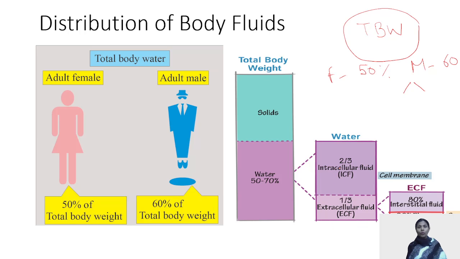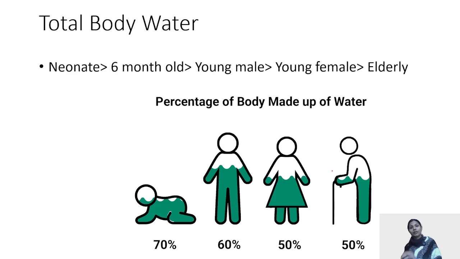And what is outside the cells is further divided into plasma and interstitial fluid, of which plasma forms only 20% of the part. So this distribution you all have to remember. The total body water in females is 50% of the total body weight. Adult male is 60%. Out of the total body water, 2/3 is intracellular, 1/3 is extracellular. And out of that extracellular also, 80% is interstitial and merely 20% forms your plasma.